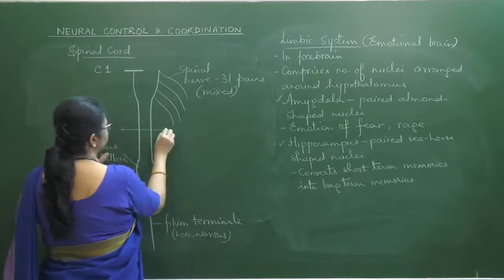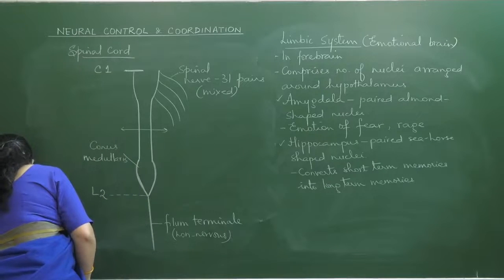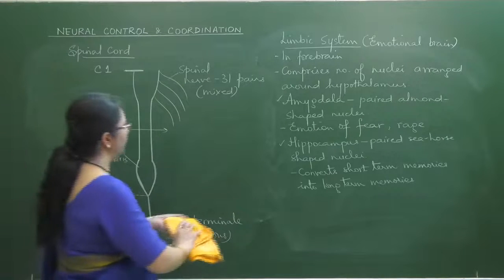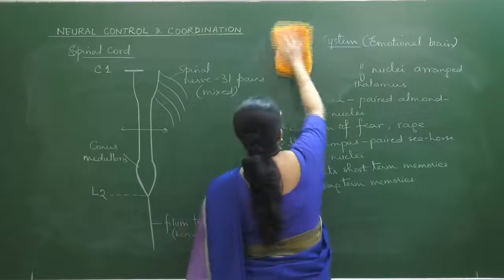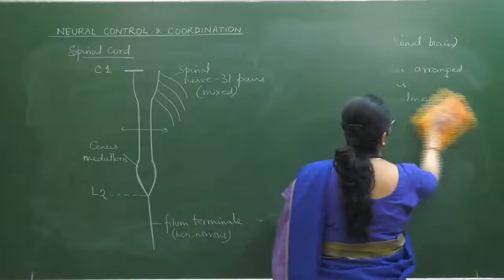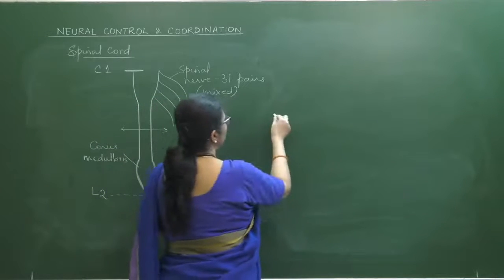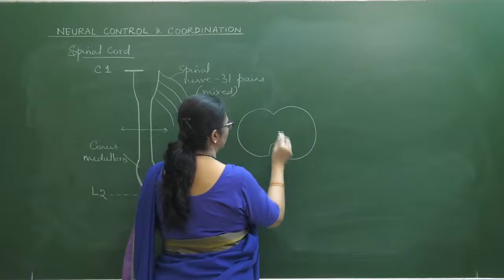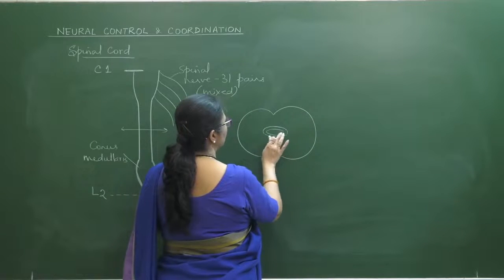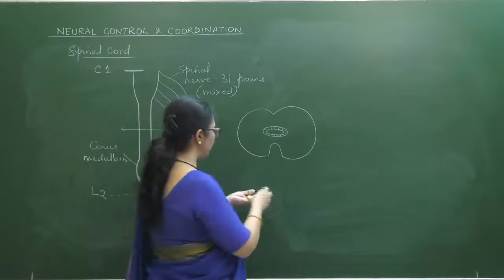Now if we take a TS, a transverse section, through the spinal cord, let us make it here. So in this, what you will find is that in the section, it will appear like this. There is a central CSF filled cavity, and just like any CSF filled space, it is also lined by ependyma.